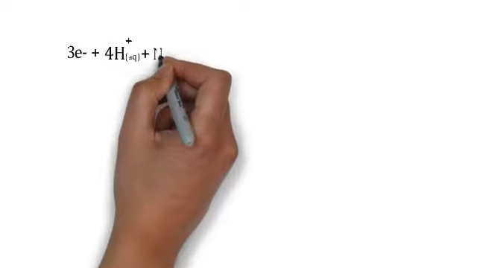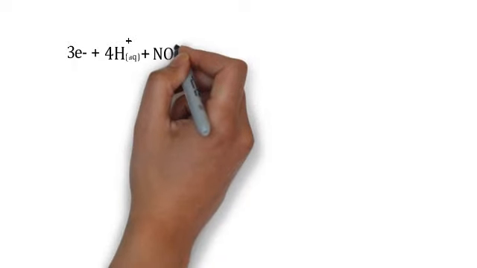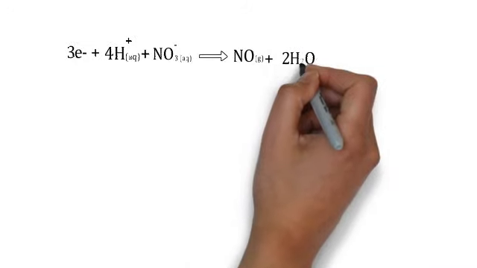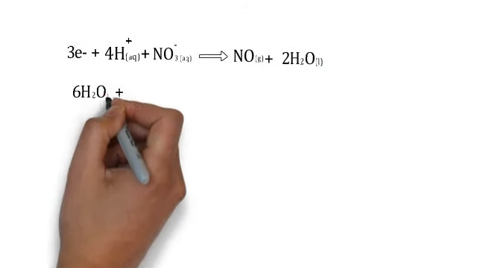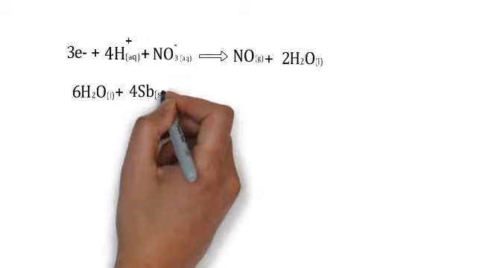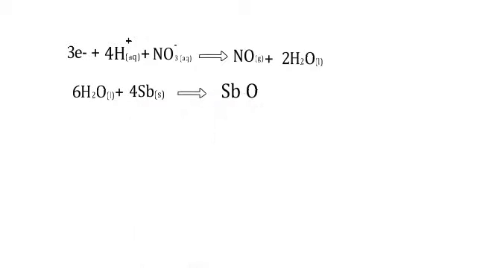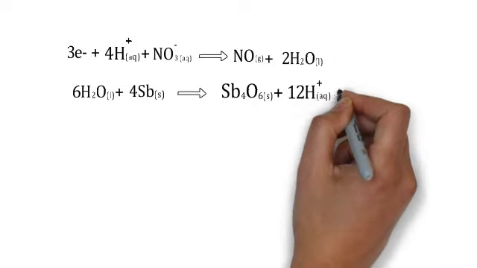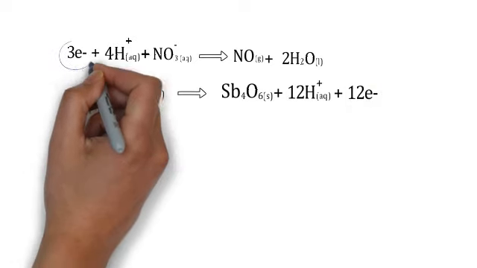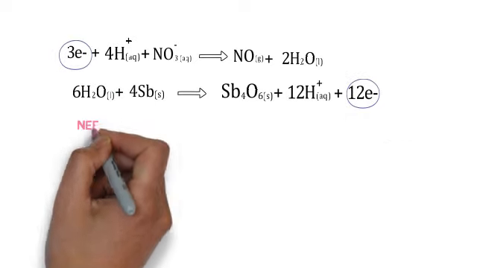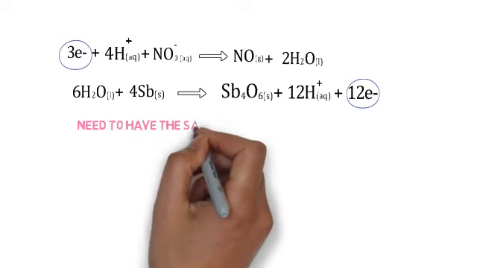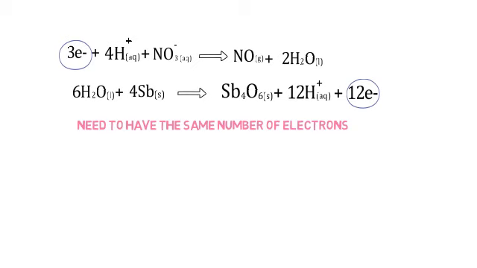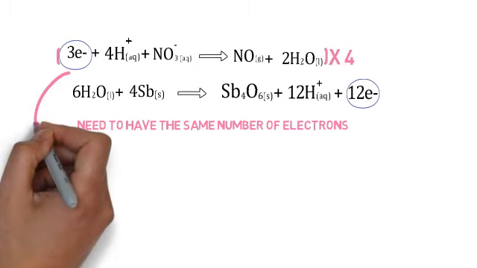Now when we're trying to put together our two half equations, we want to make sure that there are no leftover electrons. So when we write out our two half equations, we can see that there's going to be a different number of electrons. So we can't just combine these two equations straight away. What we want is for these 3 electrons to equal those 12 electrons. Another thing we can check is that we have electrons on both sides of our equations, and we can see that we have that in this case.